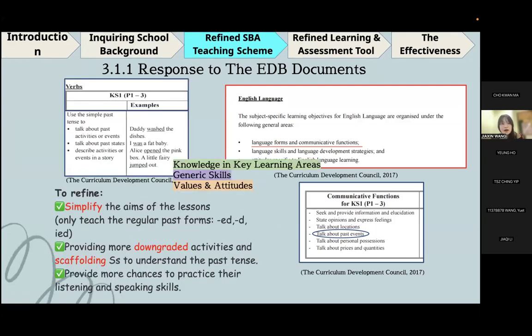Next, please. So based on this requirement, we are going to refine our learning objectives to simplify the aims of the lessons and provide more downgraded activities and scaffolding.